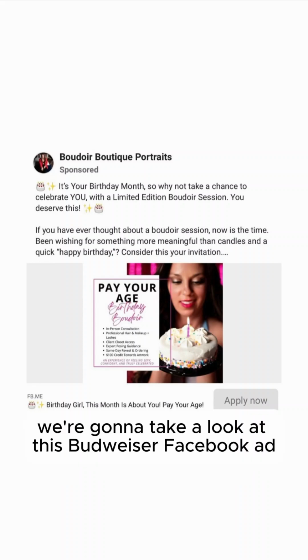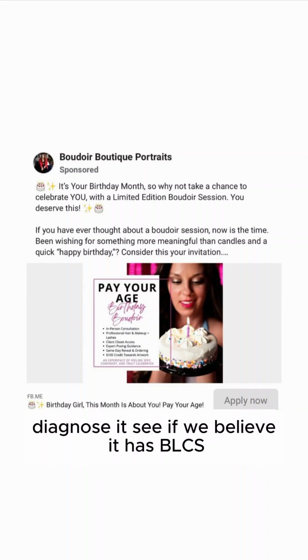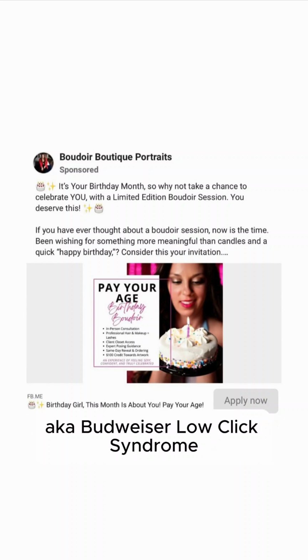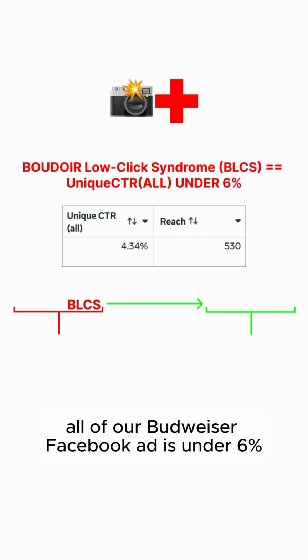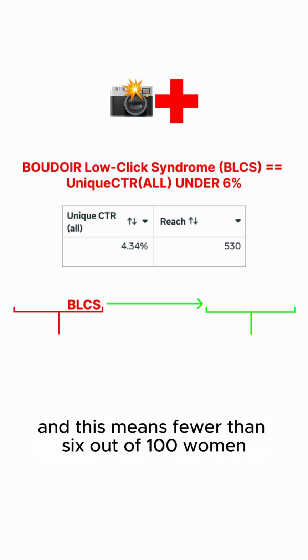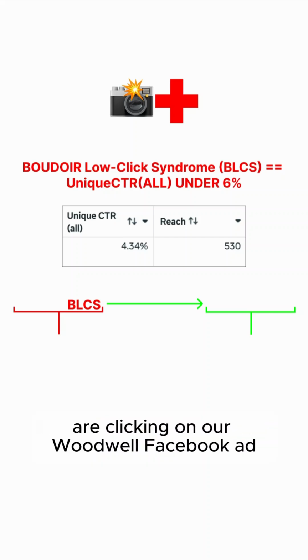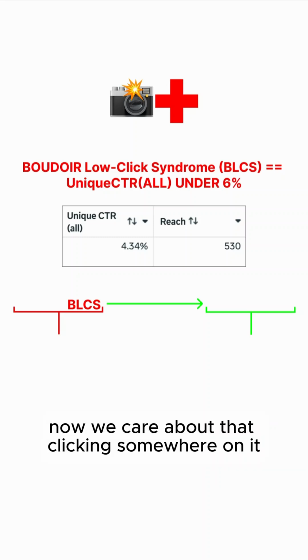All right, y'all, we're going to take a look at this boudoir Facebook ad. Diagnose it, see if we believe it has BLCS, aka boudoir low click syndrome. BLCS is when the unique CTR all of our boudoir Facebook ad is under 6%. And this means fewer than 6 out of 100 women are clicking on our boudoir Facebook ad. And we care about that clicking somewhere on it.